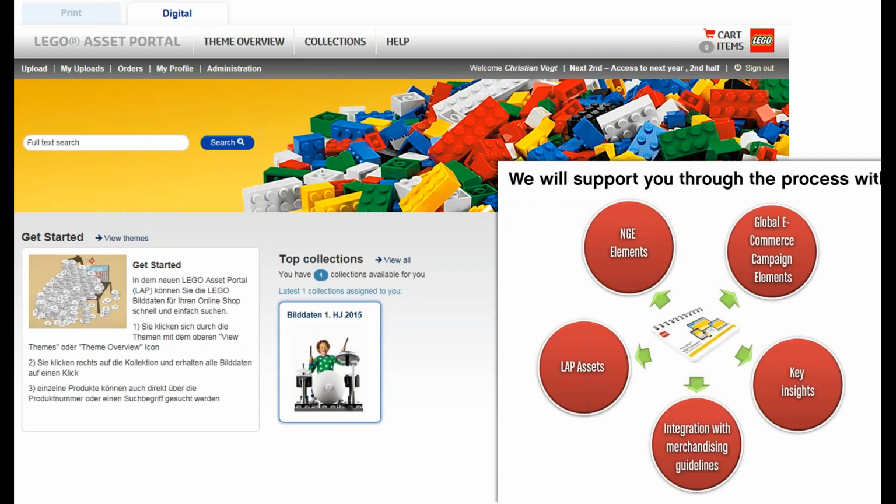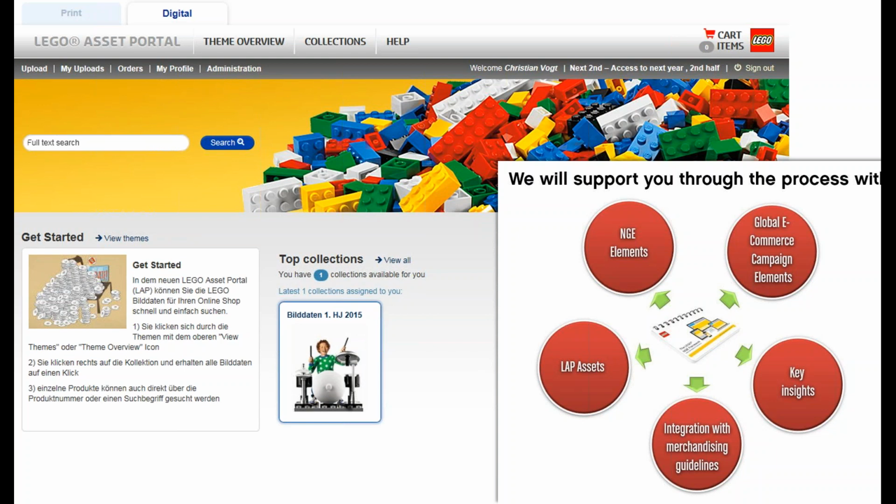And I found this example, which I thought was really good, the Lego Asset Portal, where they talk about how they support the process and really pull together the integration with merchandising guidelines, key insights that they get from different systems, together with the assets, together with the channels that they work with, pulling all of that together to create the experience eventually on the website and the experience eventually for the customer as well.